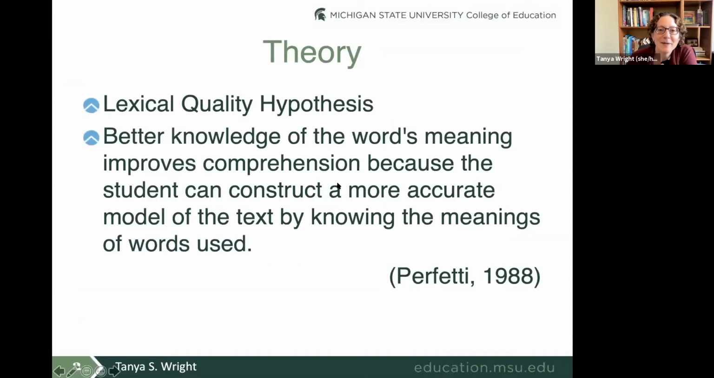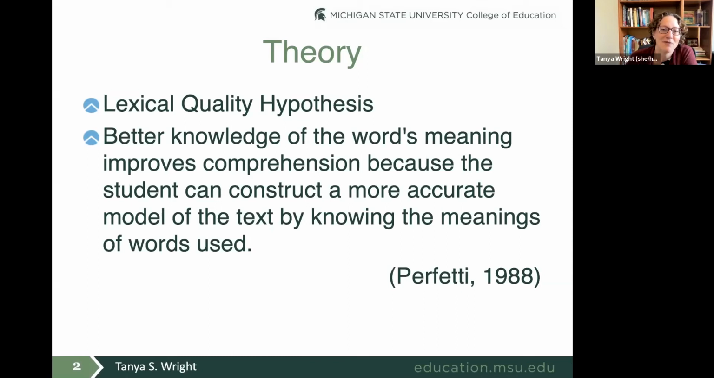Okay, so I want to talk a little bit about the lexical quality hypothesis, which you might have heard me or Laura or Nell talk about before. But this is this idea that the more we understand about a word's meaning, the more this can help with our comprehension when that word is in a text, because we can construct a more accurate model of the text by knowing a lot about what the word means. Okay, so that is my very simplified, way oversimplified idea about what this theory is.